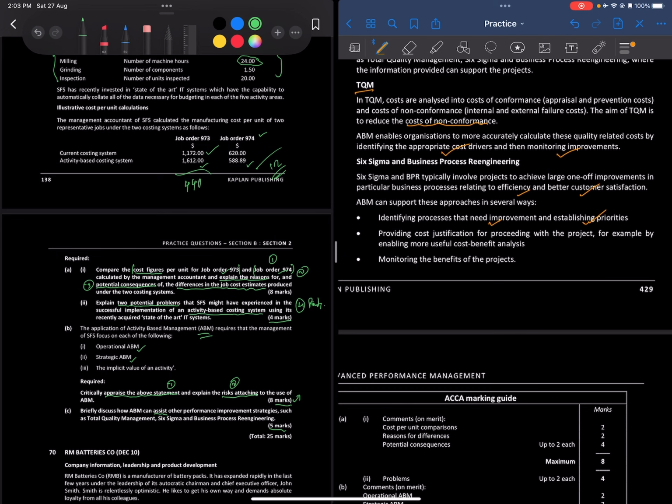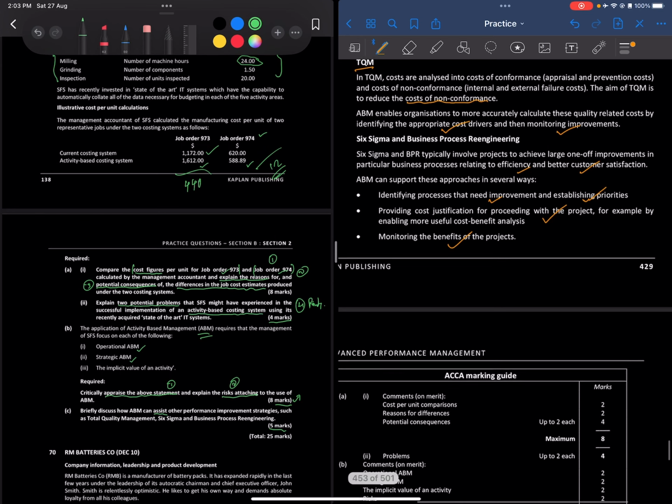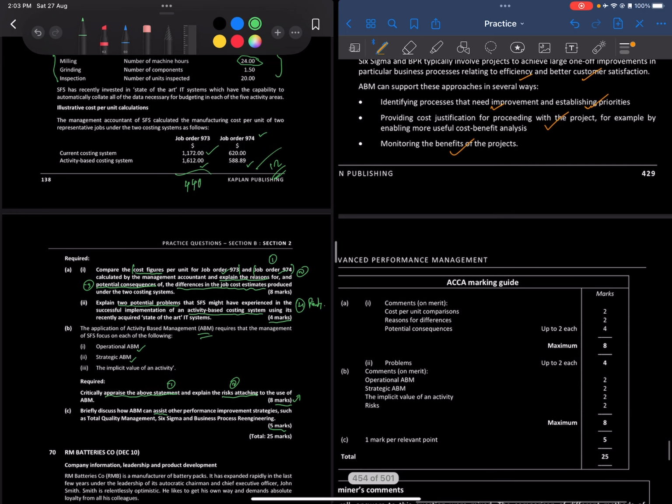So it helps to answer these questions, which is basically about priority, and then we provide a cost justification for proceeding with the project. Basically that is cost benefit analysis, and then we monitor the benefits of it. Okay, so that's the thing. As you can see, 1 mark per point.